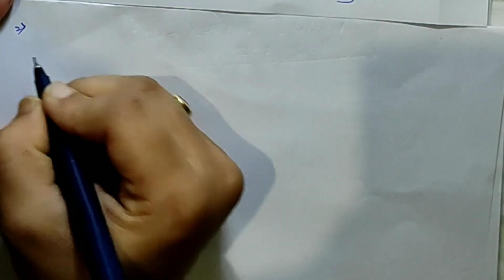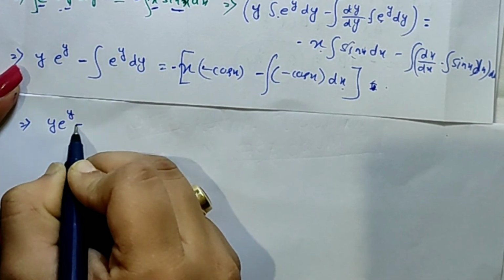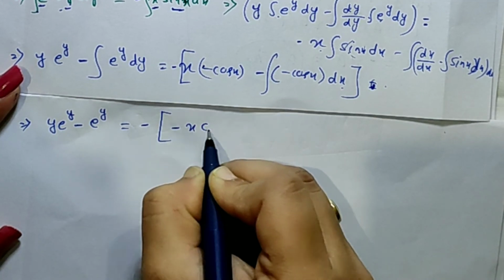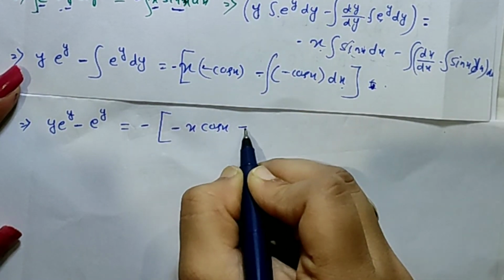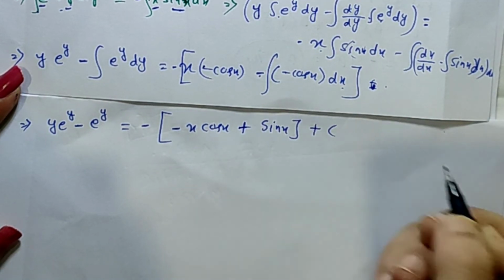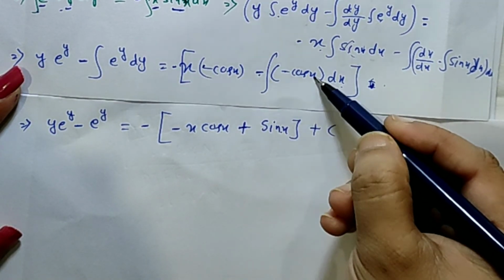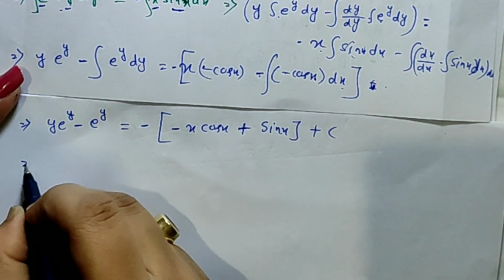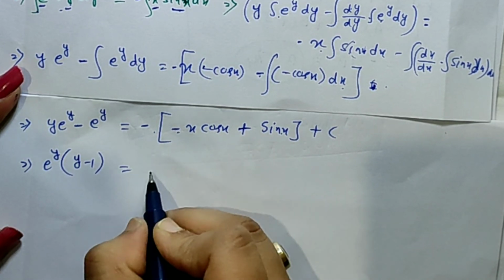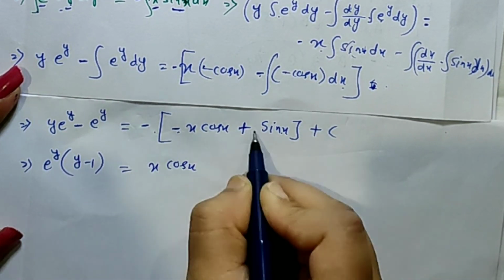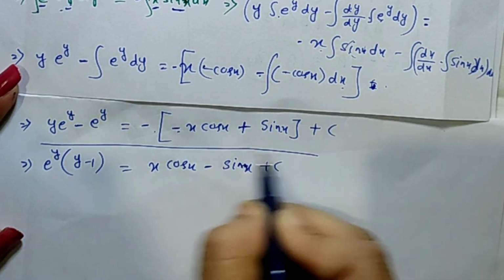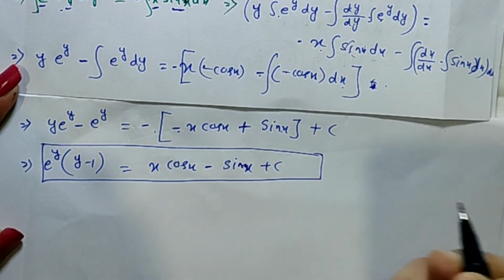Which implies that I can write y e power y minus e power y is equal to minus of minus x cos x plus integration of cos x is sin x plus c. Derivative of sin x is cos x, so integration of cos x is sin x. E power y will be common, then y minus 1 is equal to minus x cos x plus sin x plus c. c is the integrating constant. This is our general solution.